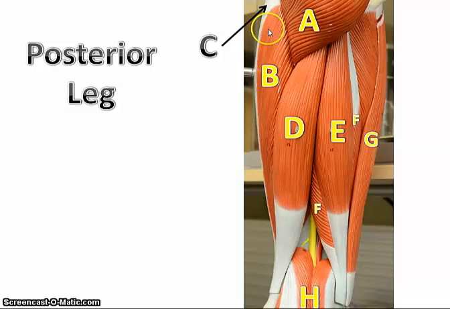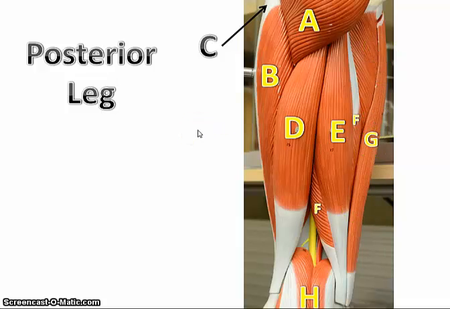Looking at the posterior leg, we have the iliotibial tract on the lateral side. You see the vastus lateralis from the quadriceps group. Up here you have the gluteus maximus. The three hamstring muscles. This is the biceps femoris. This is the semitendinosus, the superficial muscle, and then the deep muscle of the hamstring is the semimembranosus. Most medial in the leg is the gracilis.